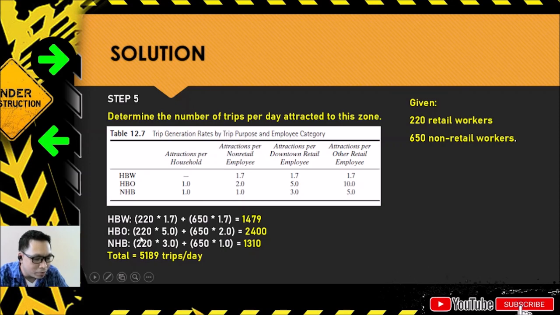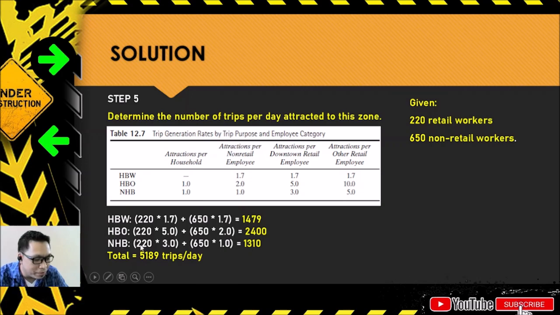Okay, for retail workers, we have 220 multiplied by the factor, so that is, for retail employee, 5, no? Plus 650 for non-retail multiplied by the factor for non-retail, that is 2, no? This one. So if you sum them up, that is equivalent to 2,400.